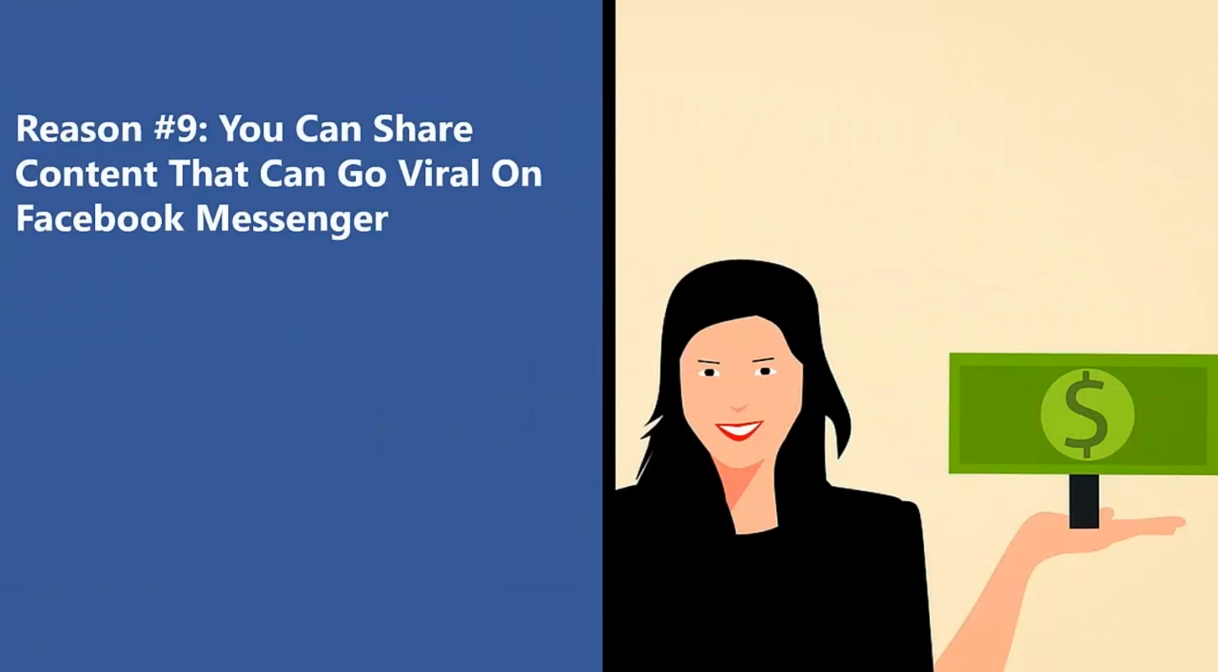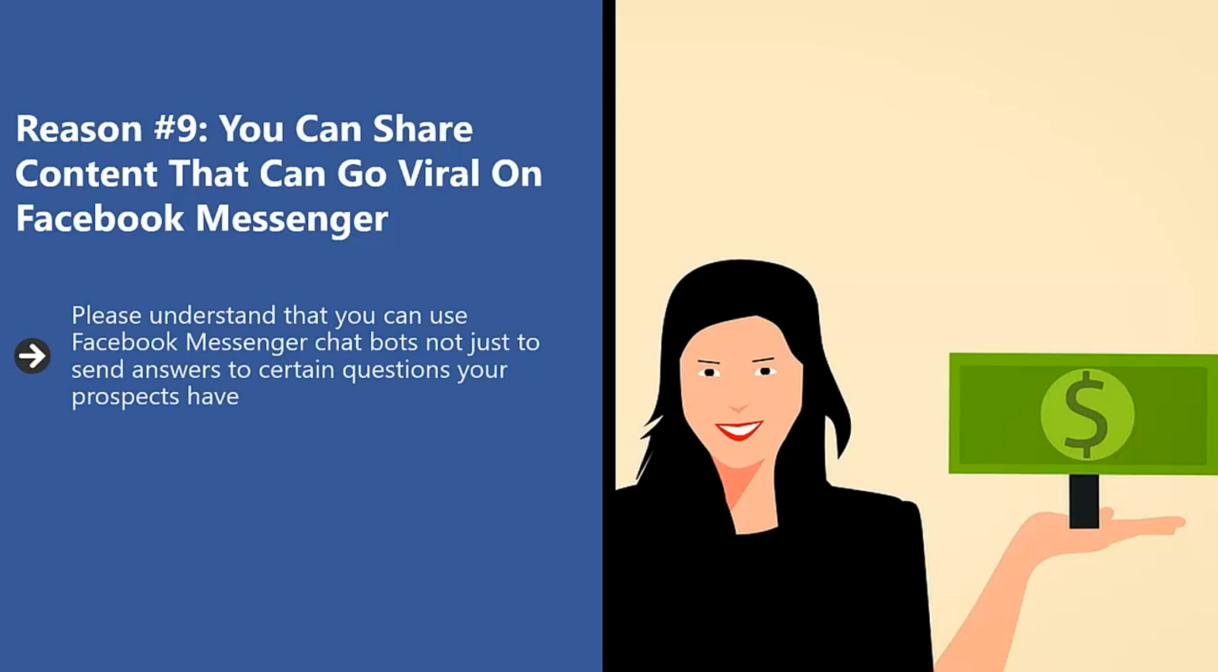Reason number 9, you can share content that can go viral on Facebook Messenger. Please understand that you can use Facebook Messenger chatbots not just to send answers to certain questions your prospects have. They can reach out to your Messenger and you can send them an article or a blog post you produced. This can serve as a resource. They might like it so much that they might share it on their Facebook wall. This is actually a form of guerrilla marketing or a backdoor avenue for free Facebook traffic. The more they share, the more likely your content would go viral.